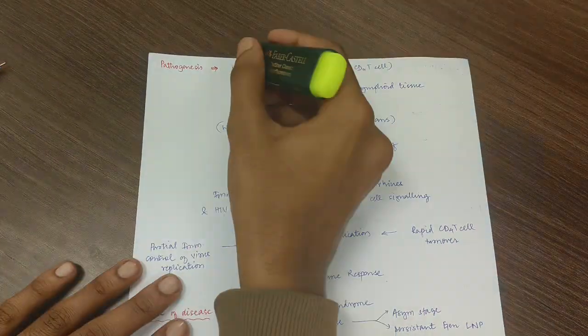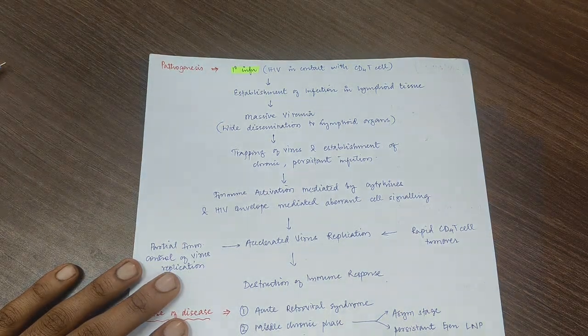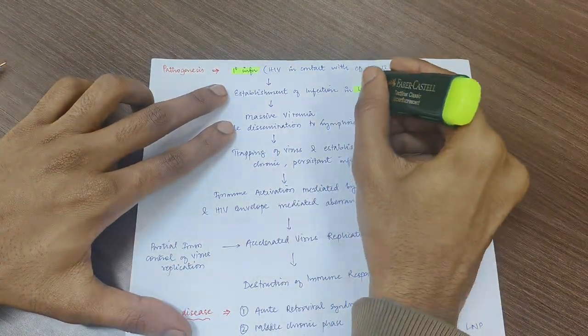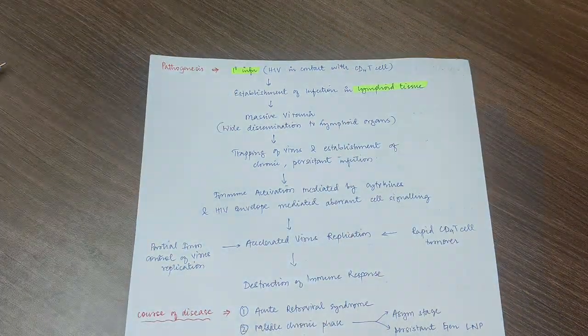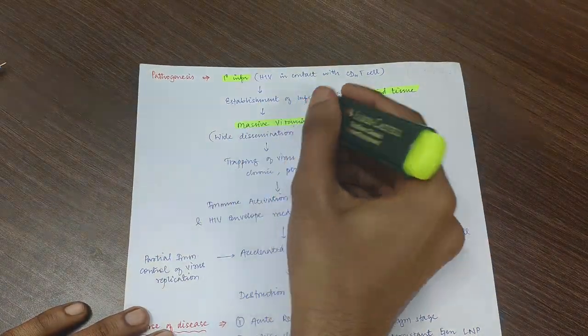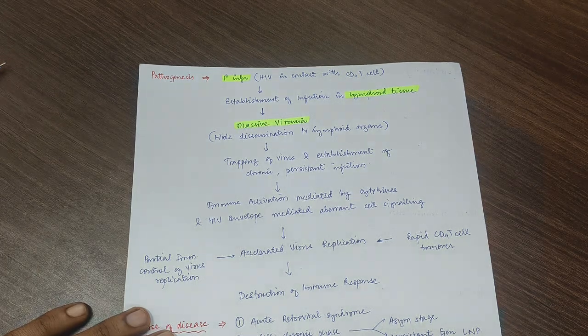Pathogenesis. First is primary infection. What is primary infection? HIV will come in contact with the new or naive CD4 T cells and establish infection in the local tissue, that is lymphoid tissue. Then you are going to cause massive viremia. How is it caused? Wide dissemination to the various lymphoid organs.